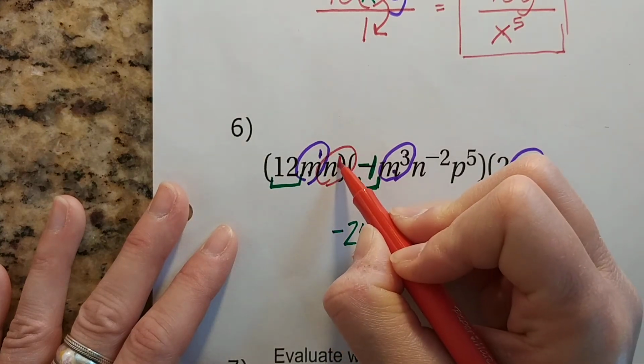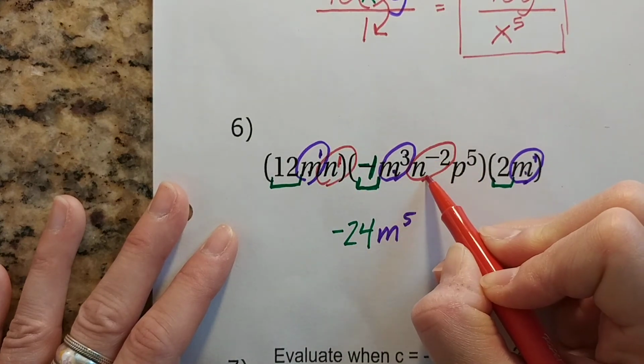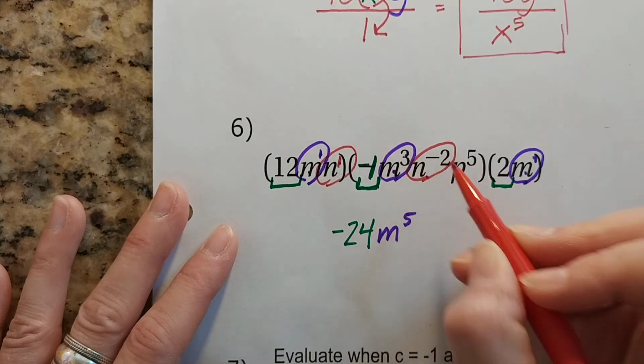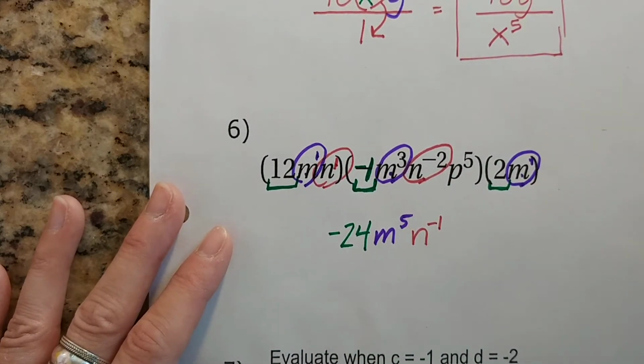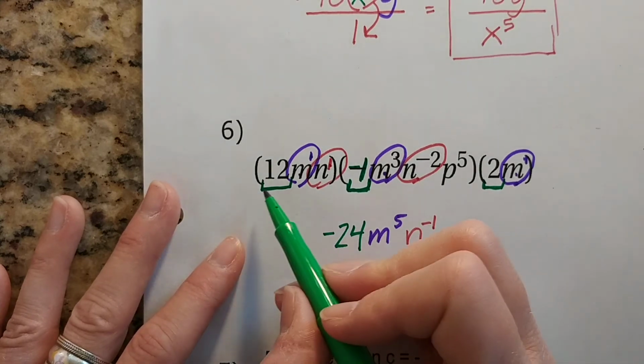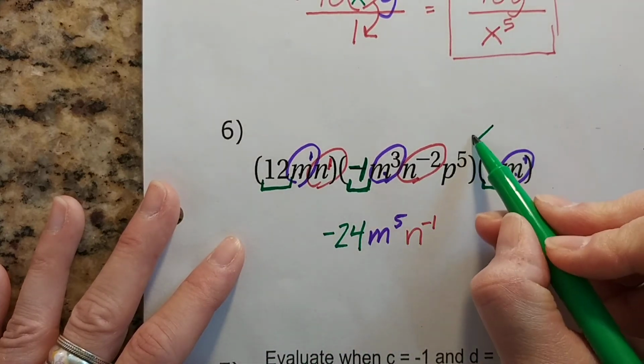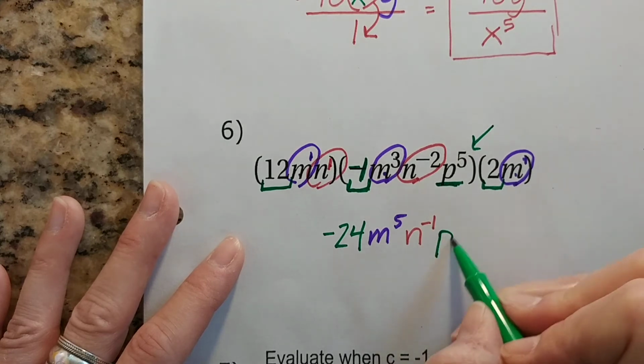Let's grab the n. Here's n to the first power, n to the negative second. So I want to add the exponents. 1 plus negative 2 is negative 1. Now we know that that's a negative exponent. We're going to have to move it downstairs. We'll do that later. Now what have we missed? This one right here. P to the 5th. Let's pull that one down.